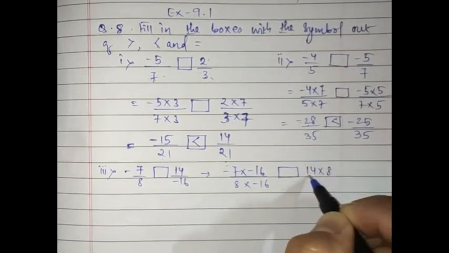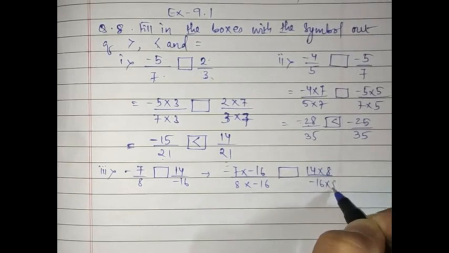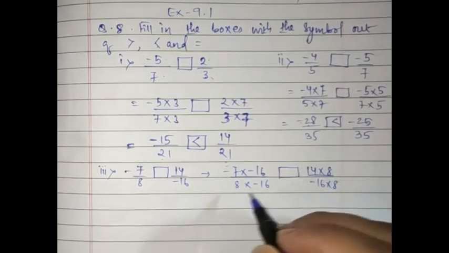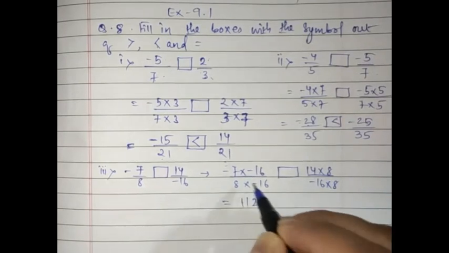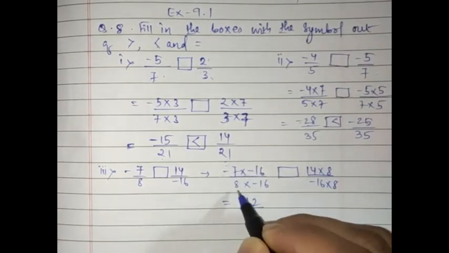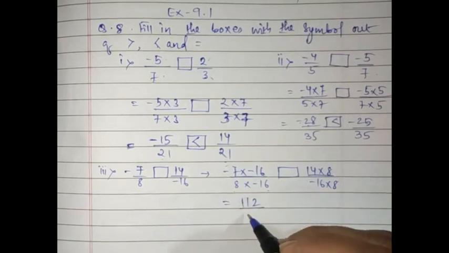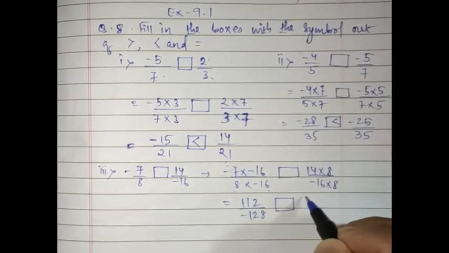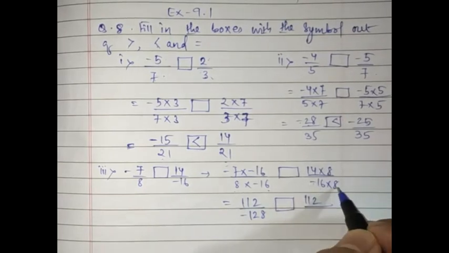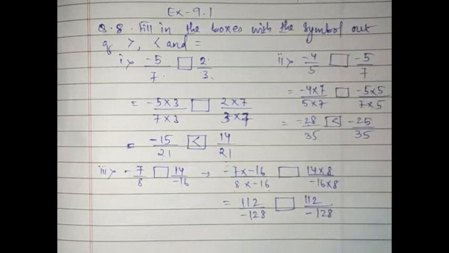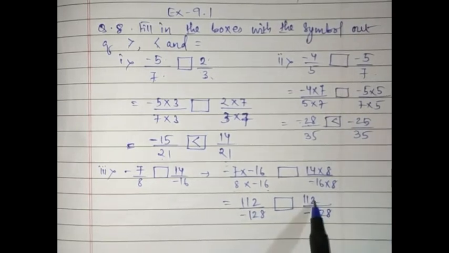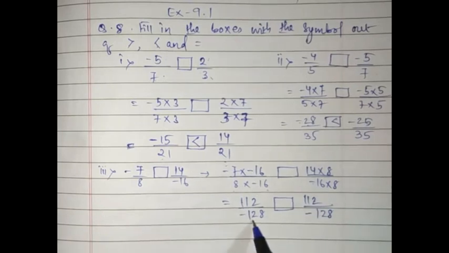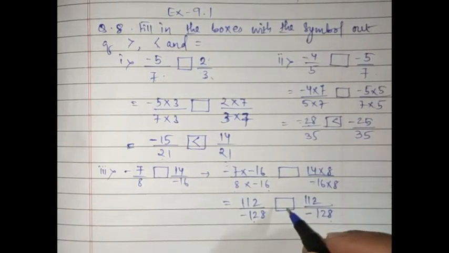14 into 8 by minus 16 into 8. So 7 into minus 16 is equal to 112. Why? Because minus minus is plus, and 8 into 16 is minus 128. 14 into 8 here is 112, and minus 16 into 8 is minus 128. So 112 is equal to 112. 112 is greater than minus 128, so this is the greater sign.